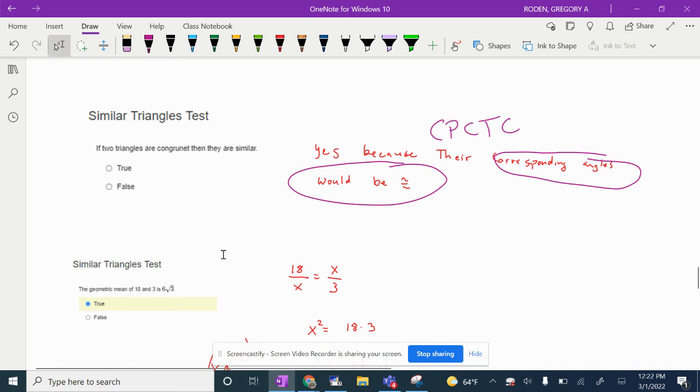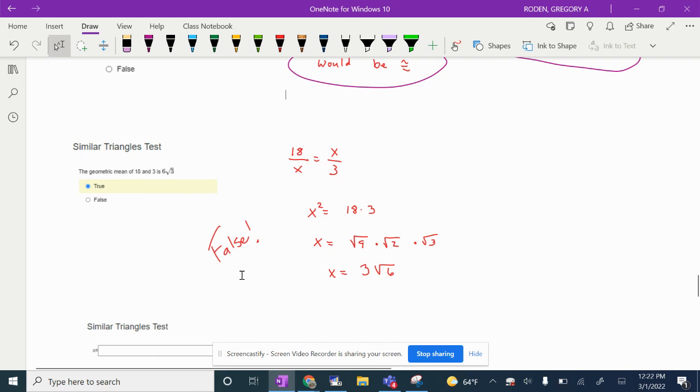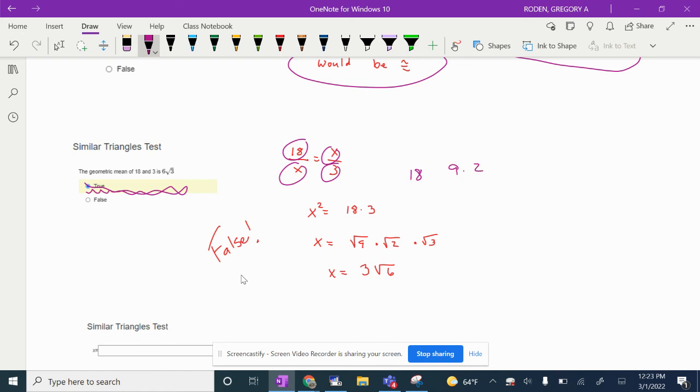All right, next one. I don't know why this is saying true right here. It shouldn't. I clicked on it. The geometric mean of 18 and 3 is 6 square roots of 3. Well, again, it gives the extremes, which is 18 and 3. We have to find the geometric mean, which is x and x. We get x squared equals 18 times 3. I factored 18 into 9 times 2.